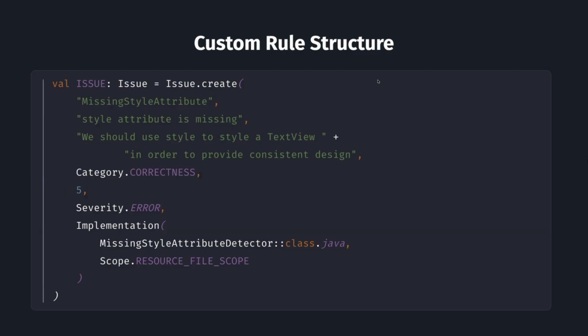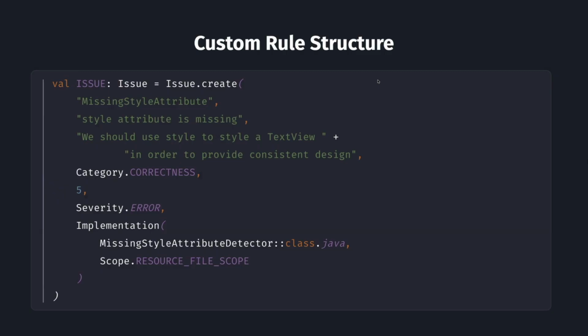Now, this particular lint rule did not fit in the categories that we defined earlier. So here we're using the correctness category. The number 5 here is a priority level. You can skip the priority level for now. The next would be the severity. Here we have defined it as error because we wanted lint to fail anytime a style attribute was missed in a text view.